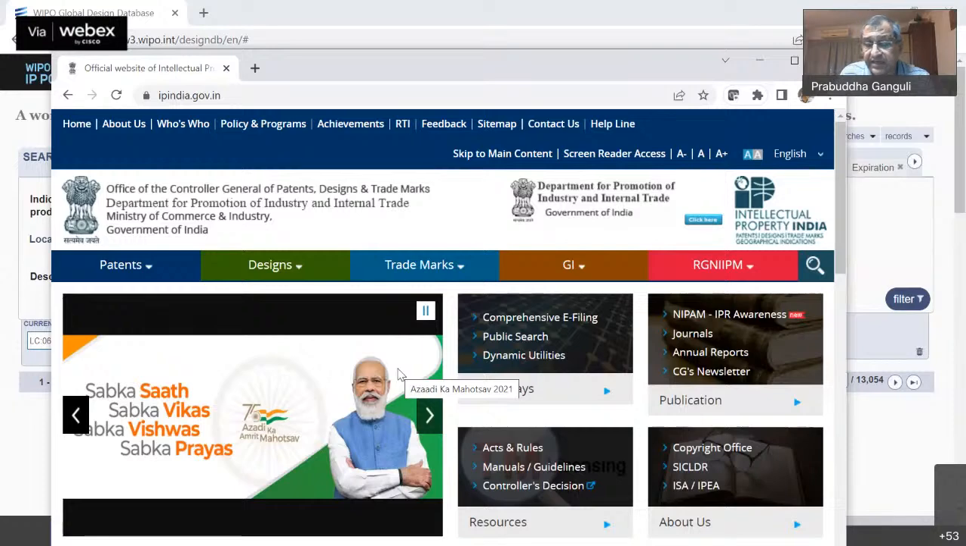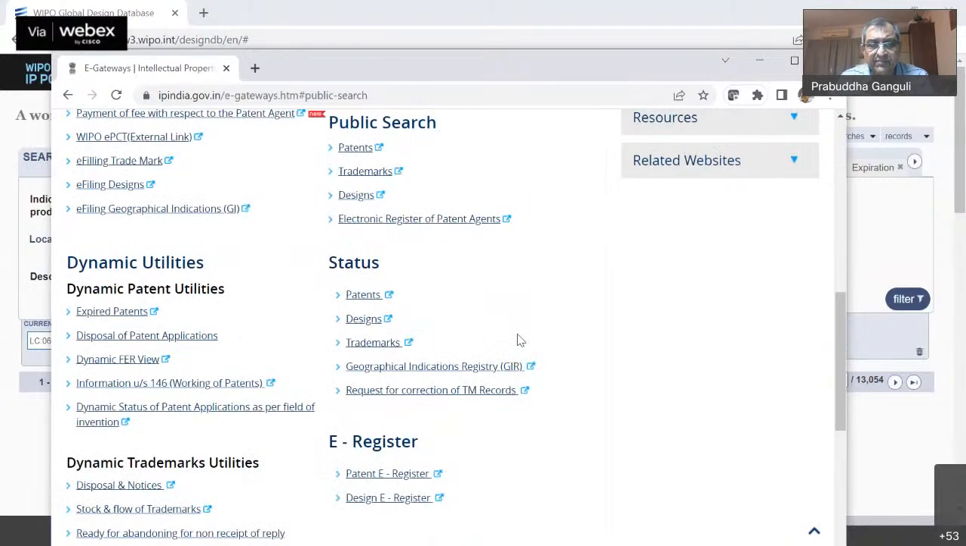Today you can do e-filing and whatnot. Nowadays they don't accept any hard copies. Everything is done by e-filing. But there is something called public search. When you click on the public search, can you see it has changed? Now you see public search: patents, trademark, designs, electronic register of patent agents. Now when you go to patents, click here.